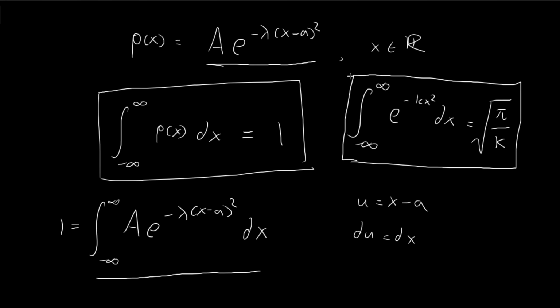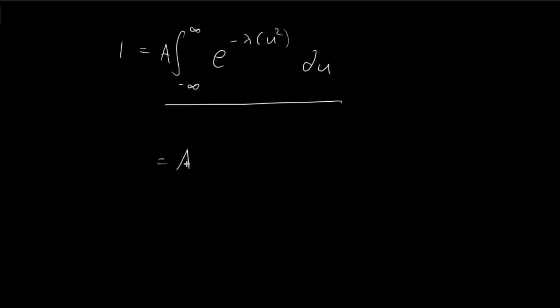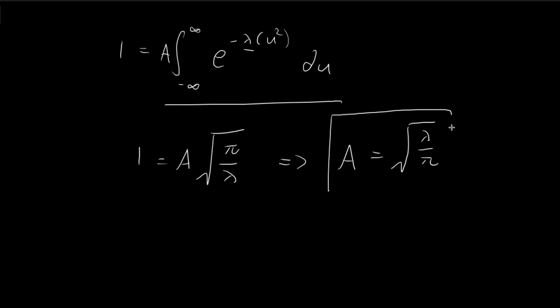Now we can directly apply this result. We know that an integral of this form is just equal to the square root of pi divided by the value of this constant. In this case, this is the square root of pi divided by lambda. We know that this expression must be equal to 1, and so this implies A is equal to the square root of lambda divided by pi. And this is the answer for part A.